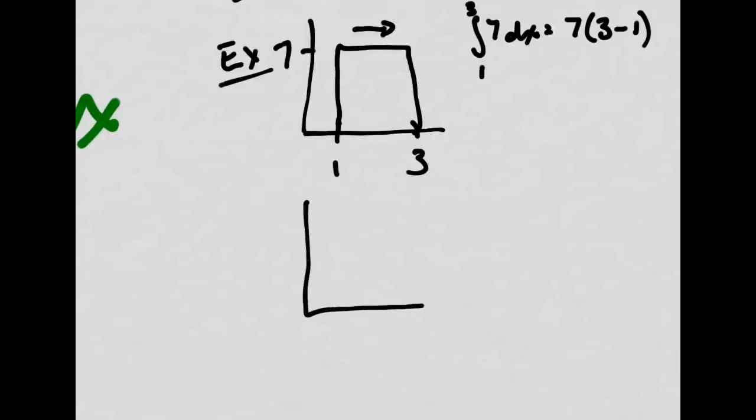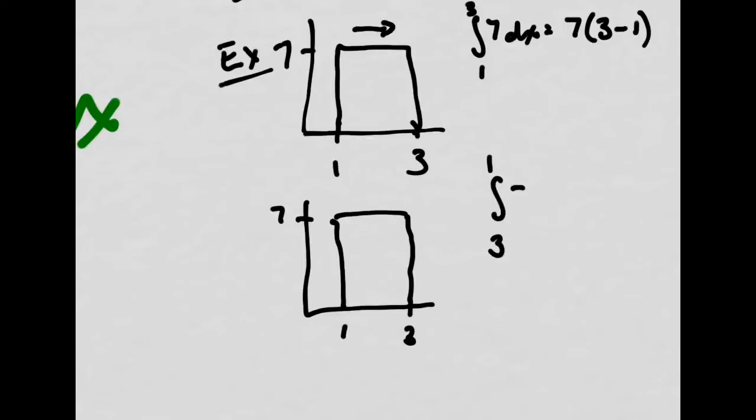Now let's look at going the other way. Let's do the same thing, but now we're going to go from 3 to 1. So if we take the integral from 3 to 1 of 7 dx, then you're now going this direction. So you're going backwards, in the negative direction. So your height is positive, but your width is negative because you have a negative direction associated with that. And this is going to be 7 times 1 minus 3. So with the original from 1 to 3, it's 14, but here it is negative 14.